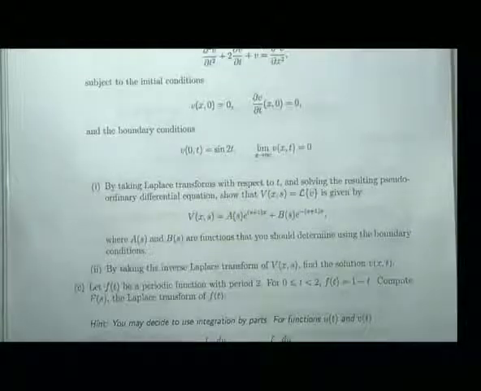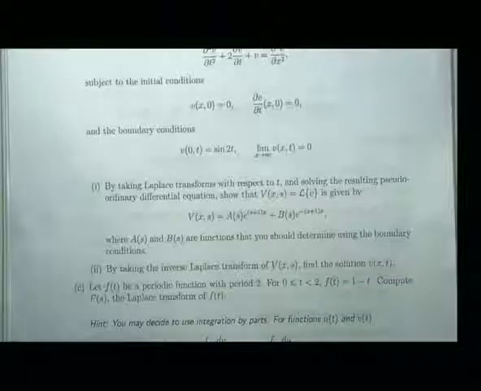Okay, so basically they're wanting us to do the Laplace transform and show that the Laplace transform of V comes out as something, and we need to figure out what A(s) and B(s) are. Okay? Right. I know what B(s) is. Sorry, I was making a dad joke.